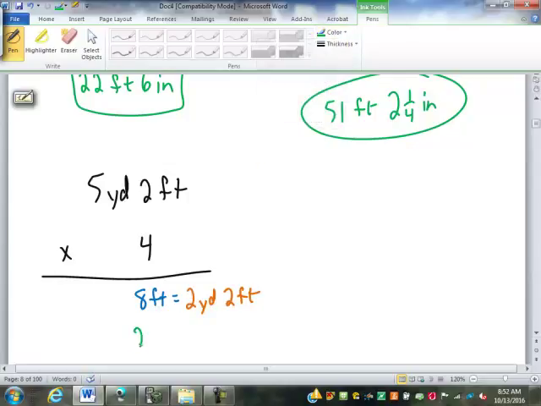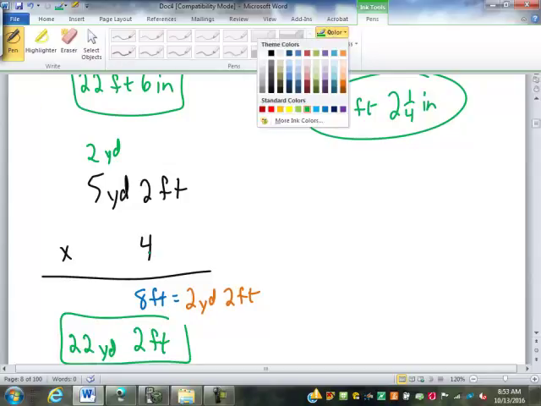So we're going to keep the 2 feet, carry the 2 yards. 4 times 5 yards is 20, plus 2 is 22 yards. 22 yards, 2 feet.